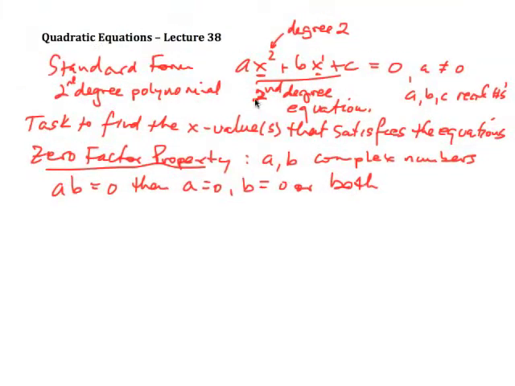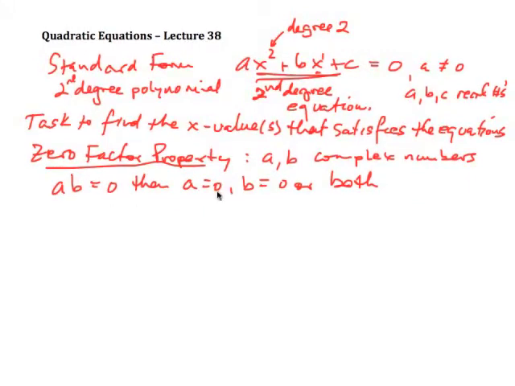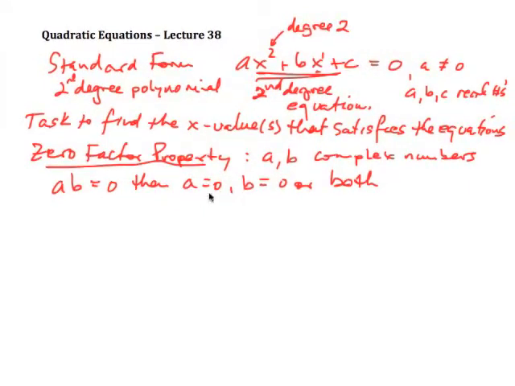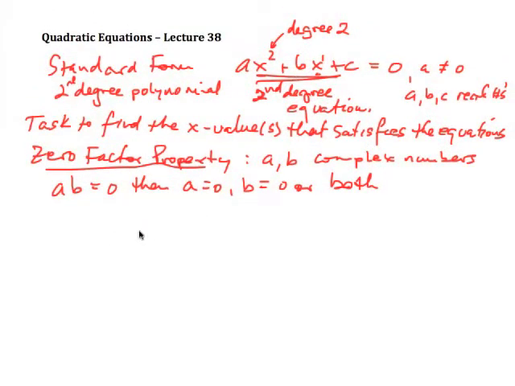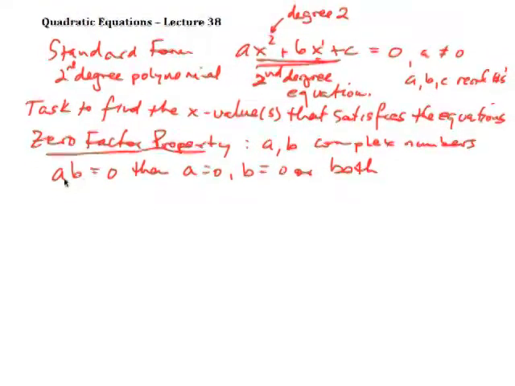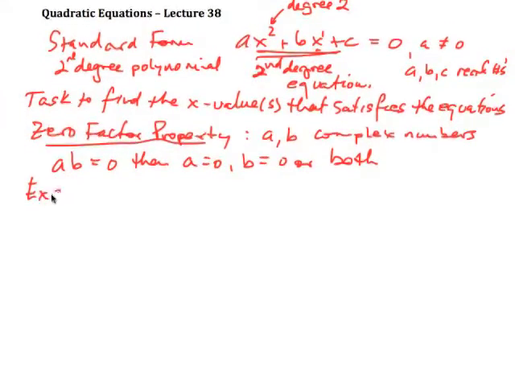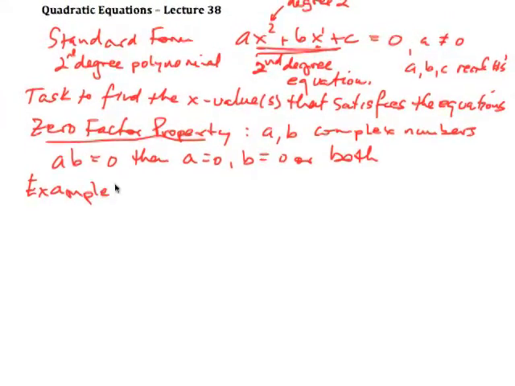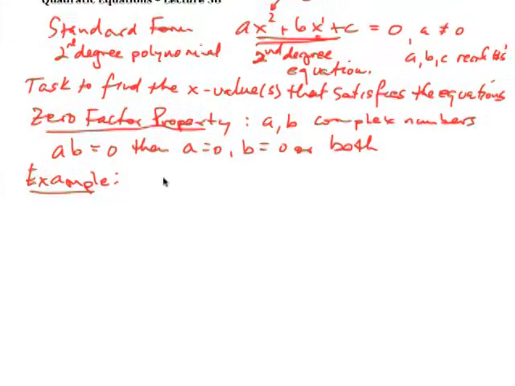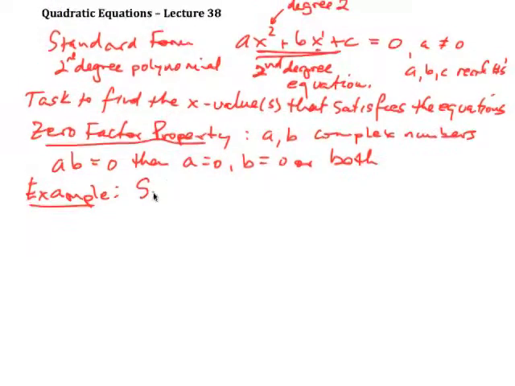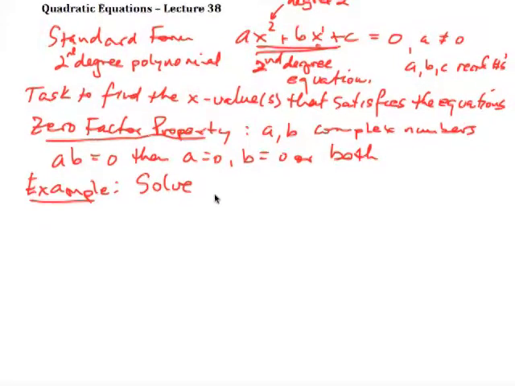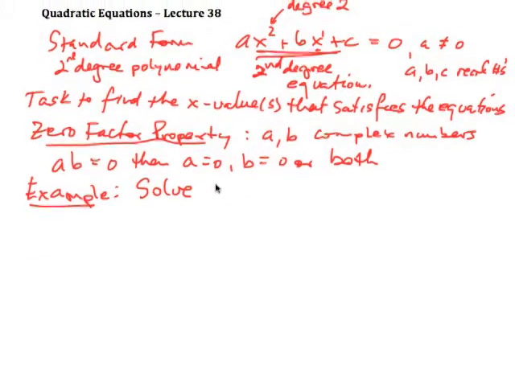Now if that's the case, what we want to do is see if we can factor this into two factors that are multiplied together to equal 0, and that will allow us to find the value of x that causes this to happen. Let's look at some examples. This is why we had you work on factoring, because this is going to require factoring skills.